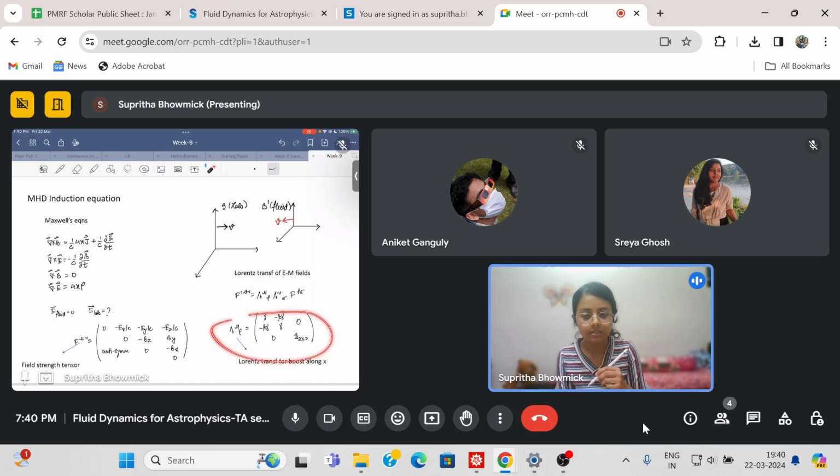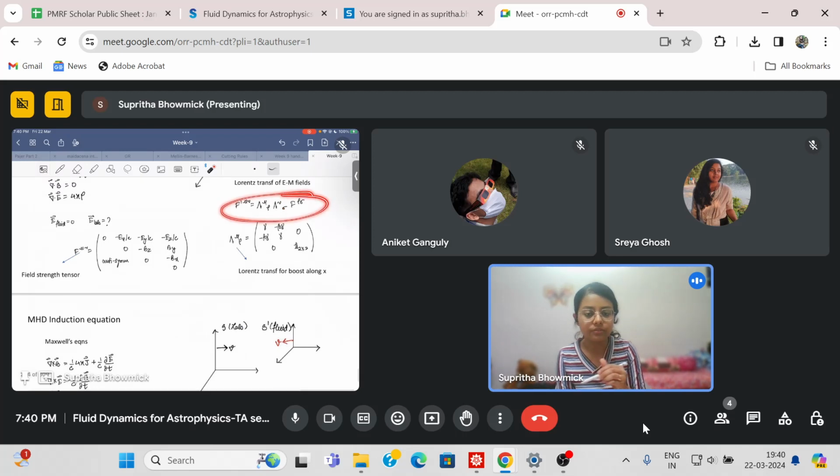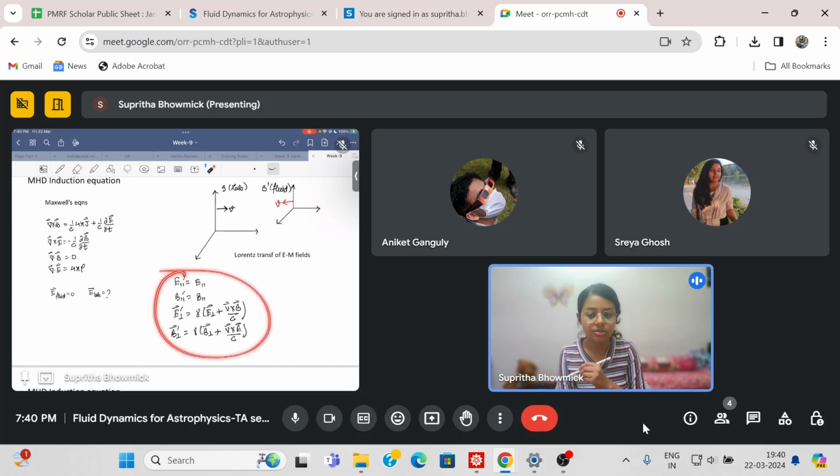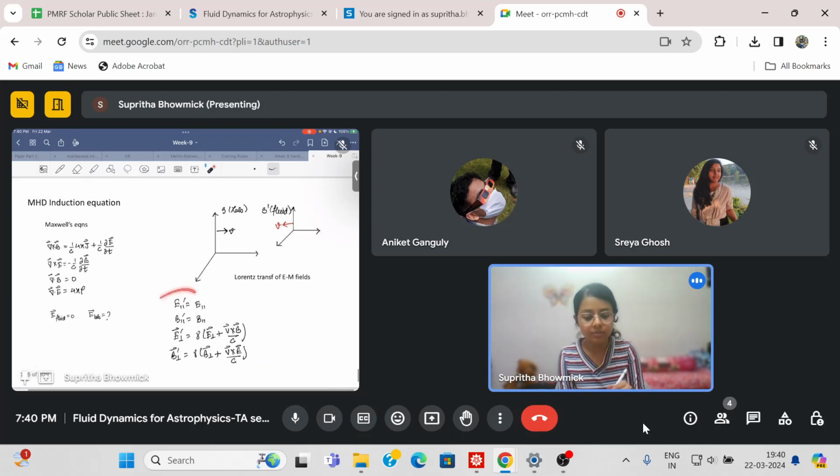This is the matrix corresponding to the boost along x direction. And if we know F acts like a tensor, transforms like a tensor, it's a tensor. So you'll have two matrices multiplied to this. If you're careful with the multiplication, you will see that the components give you these transformation laws, which were written in the lectures.